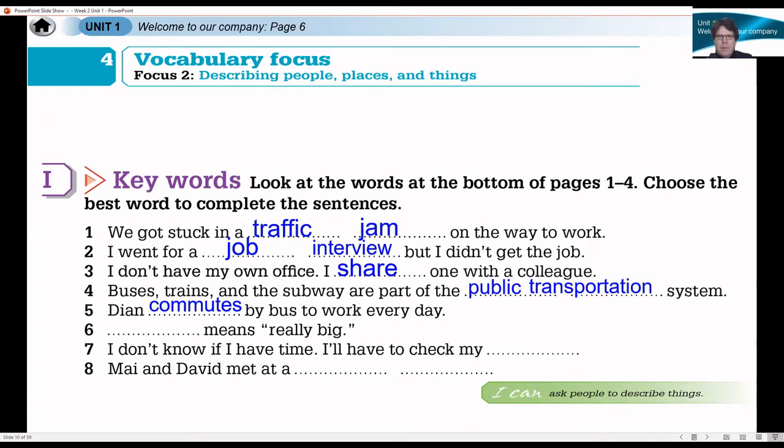All right, so this word means really big, enormous. I don't know if I have time. I'll have to check my schedule. Maya and David met at a sales conference. Okay? You can pause or take a screenshot now.